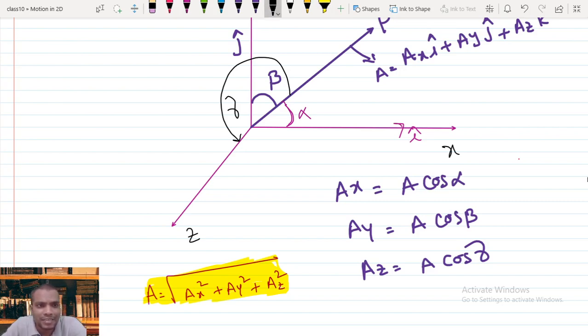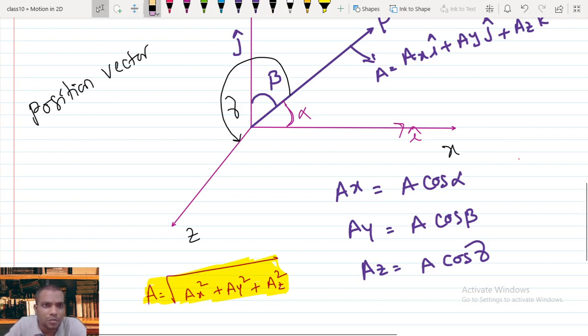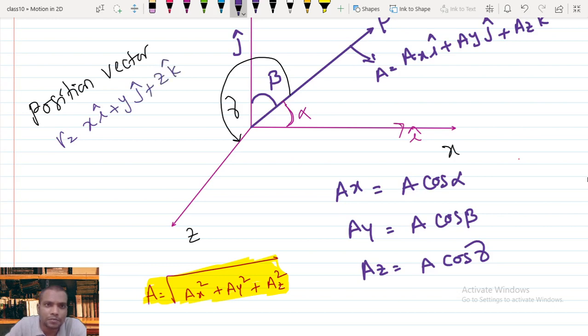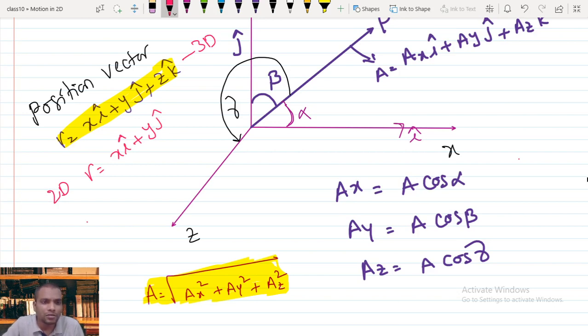Here I want to give a general formula for a position vector. The position vector representation equation: position vector r bar equal to, in three dimensions, x i cap plus y j cap plus z k cap. So this is the simple position vector notation in 3D. But when it comes to 2D, the position vector r equal to x i cap plus y j cap. How do you find the magnitude? The magnitude of r equal to under root of x square plus y square. So this is what we learned about resolving vector components in two dimensions and three dimensions.